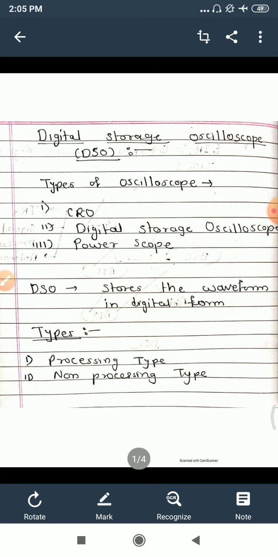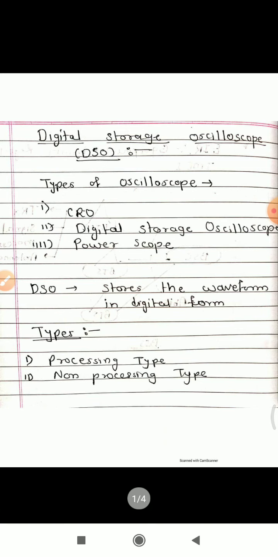Digital storage oscilloscope is the same as the CRO, only it is doing the additional function of storing the waveform in the digital form. There are two types of DSOs present, that is processing type and non-processing type. The difference between these two is the processing type of DSO has the ability to process the input waveform, whereas the non-processing type of DSO can only store the waveform.